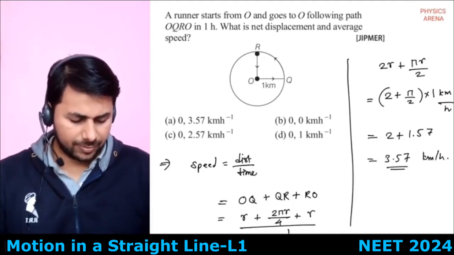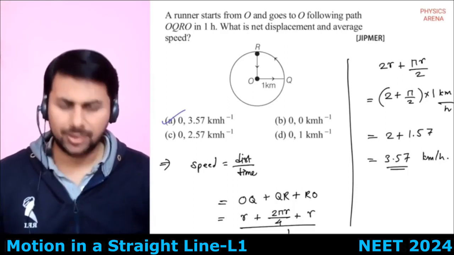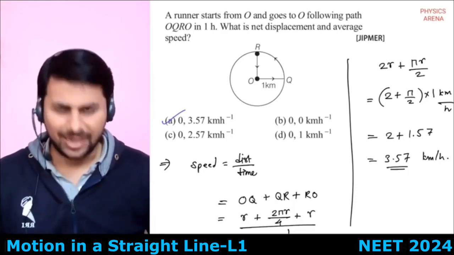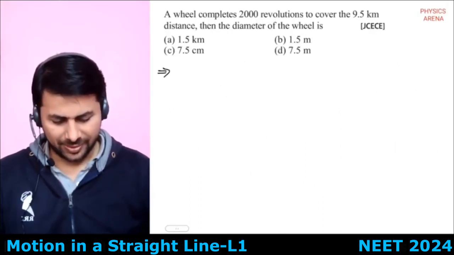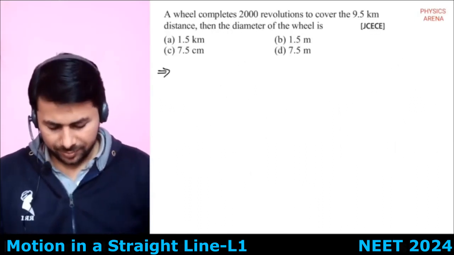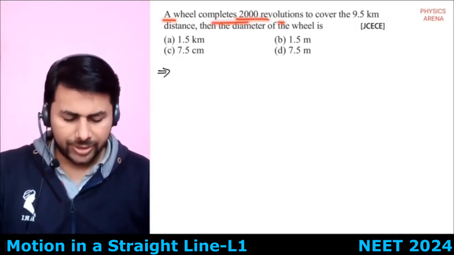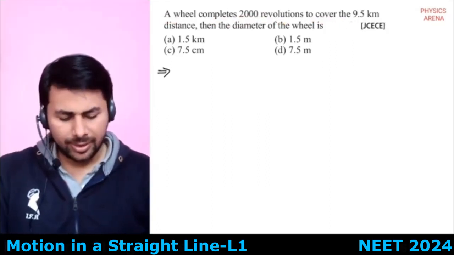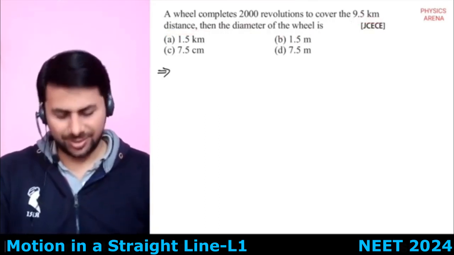Option A. Okay, so this is very simple problem, right? Okay. Next question. A wheel completes 2000 revolutions to cover the 9.5 kilometer distance. Then the diameter of the wheel is.